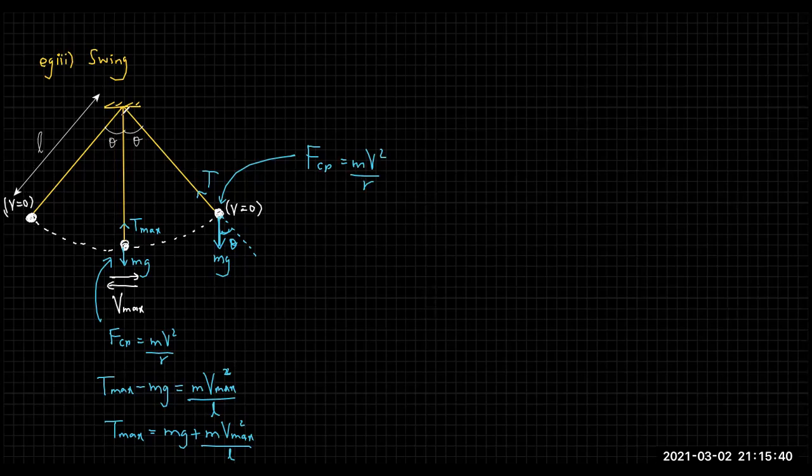Guys, what is the centripetal force here? It is going to be T minus mg cos theta. Hope you can agree with me on that. It's T minus mg cos theta equal to m v squared over L, with velocity 0. So it's going to be m into 0 squared over L. Therefore, this side becomes 0. So T is equal to mg cos theta. We can say it this way.